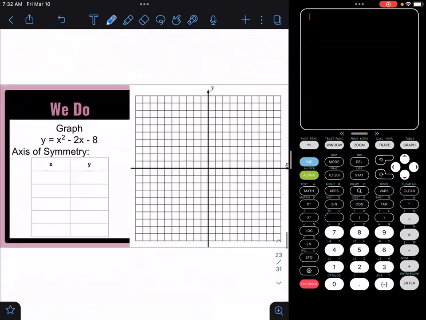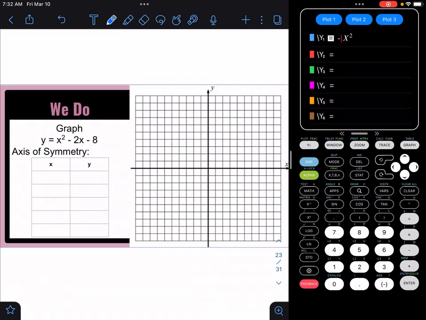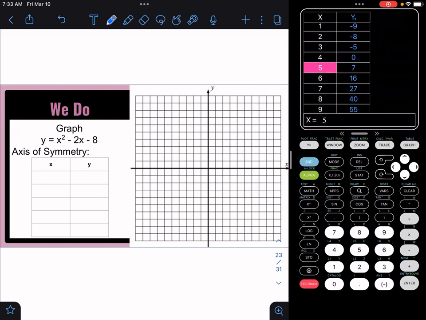Alright, let's try another one. We're doing the same thing and we're using our calculator to our advantage. Let's type this in. Just make sure you're typing in exactly what you see there: x squared minus 2x minus 8. Enter. And then click table. And now let's see what we can graph.